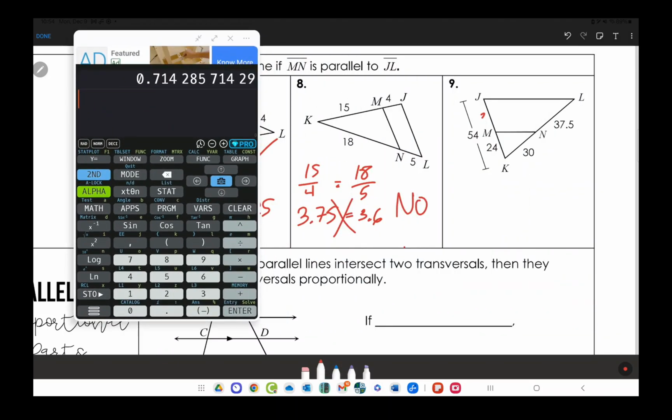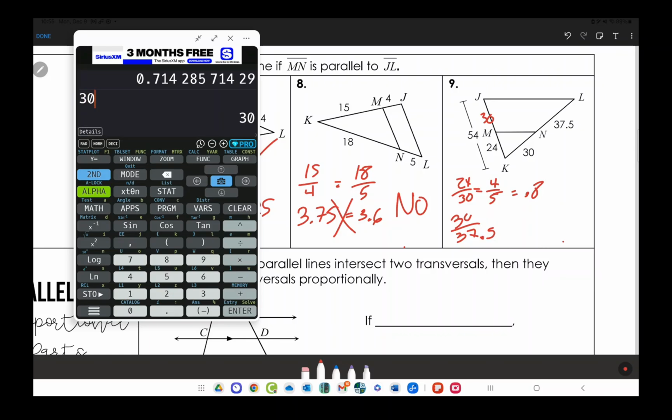And here, 24 over 30, which is divided by 6 is 4/5. All right. Or 0.8 if you want to do decimals. And 30 over 37.5. 30 divided by 37.5 is also 0.8. So yes, they're parallel.